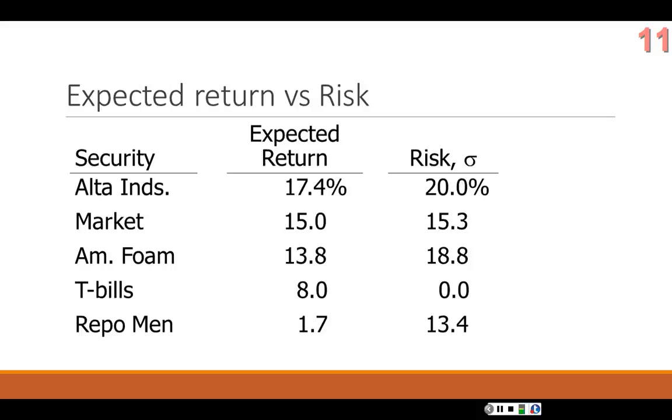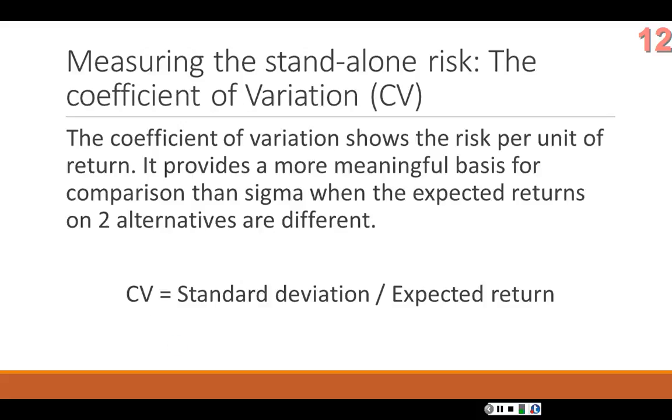So we can look at the expected returns and the risks together, but it's fairly difficult to compare these without having a single measure. Because yes, Alta has a higher risk than the repo, but it also has a higher expected return. So how would you compare them? The tool that we use is the coefficient of variation. If we must choose between two investments, and one has a higher expected return and the other a lower standard deviation, then we need something to make these comparable, and we use the coefficient of variation. It shows the risk per unit of return.